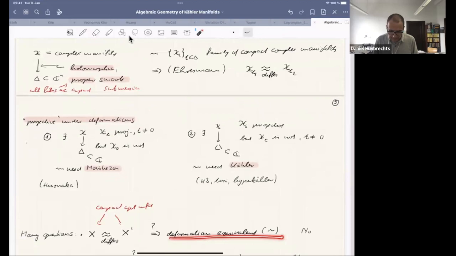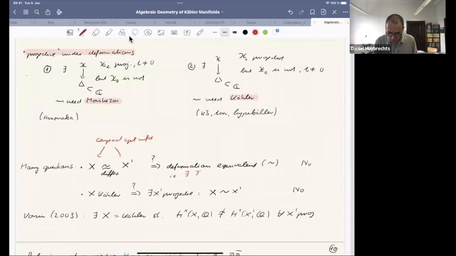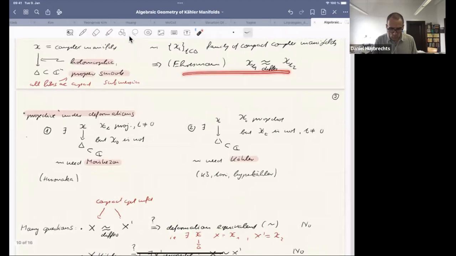Let me write this here. This means there exists an X over delta such that X is one fiber and X prime is another fiber. Maybe you have to allow a couple of disks somehow to go from X to X prime, but that will be the question. It's a very nice question because we know the converse. If you have deformation equivalent complex manifolds, they are, by Ehresmann's theorem, as I just recalled, diffeomorphic, and you want to know if the opposite is also true. It's not so easy to come up with counterexamples, but the answer is no.